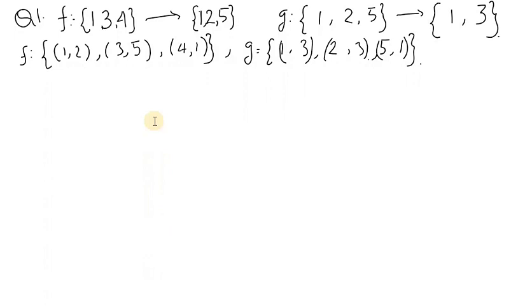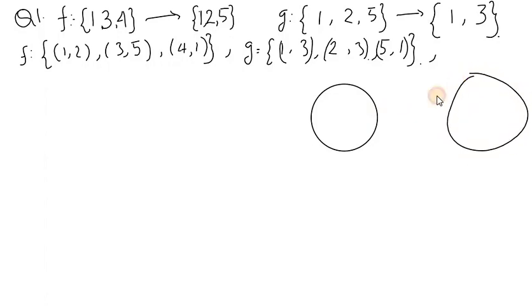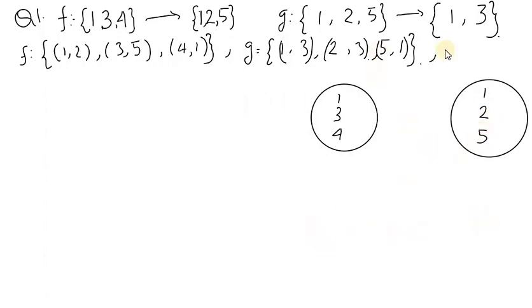Okay, so here I have written the question. So our aim is to find, what do we have to find? So here, if I draw it, let me make this set 1 3 4, then 1 2 5, and g can give 1 or 3. So this is 1, 3. Okay, so our function is from this set to this set.